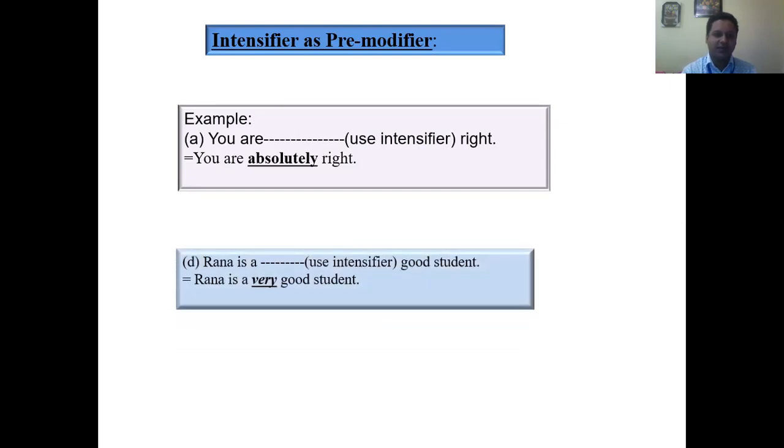Another example: Rana is ___ good student. So, Rana is a very good student. Here the adverb very, sitting before the adjective good, is giving emphasis. So it is an intensifier here. The word very is an intensifier here.